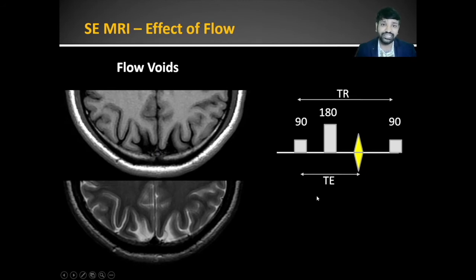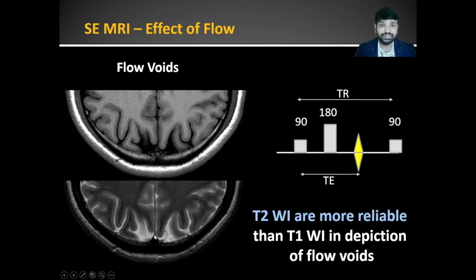If you are looking at the T2 weighted images, the TE period is very long. Because the TE period is long, the time gap between the 90 and 180 is also long, so that the moving protons will be able to move out of the slice easily, thereby maintaining the normal flow void appearance. For this reason, T2 weighted imaging is always the best sequence to look at the flow voids.